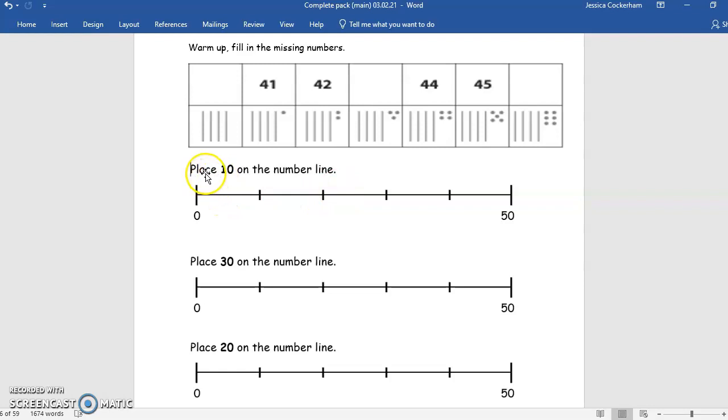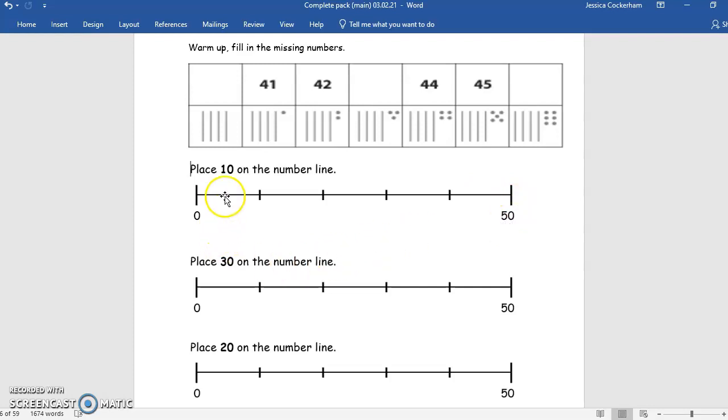Okay, so we've got here place 10 on the number line. It's important for us to decide where the number line starts and where the number line ends. That will help us then with these parts here of the number line. I know that my number line starts at 0 and it ends with 50. That's the end of the number line. We're going to put 10 on the number line.